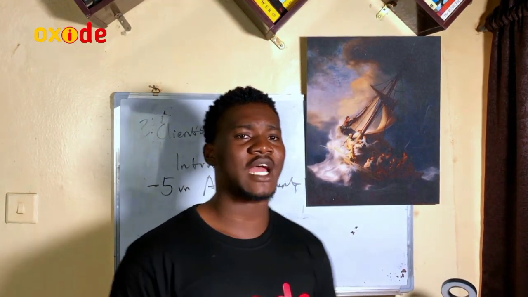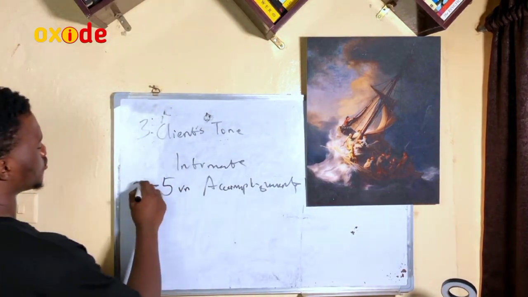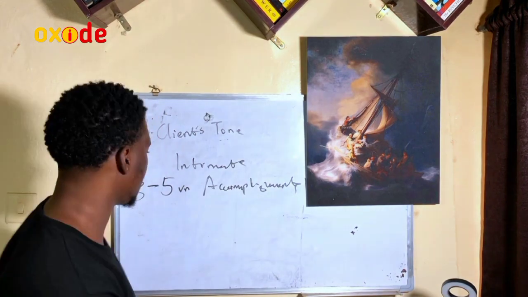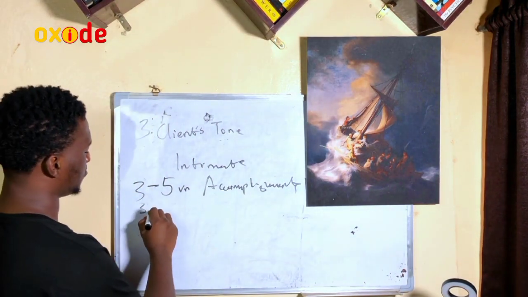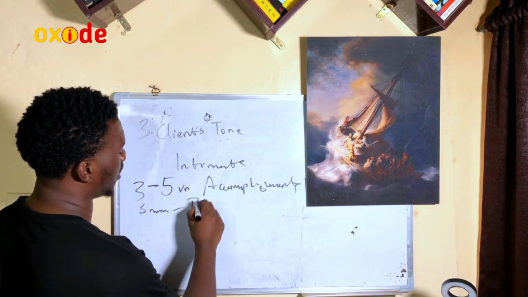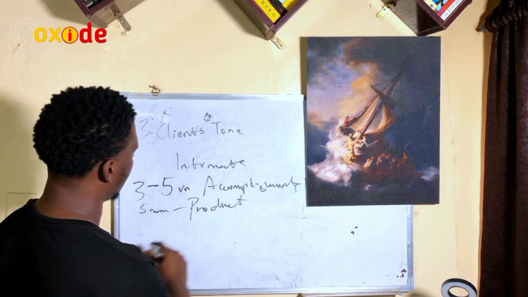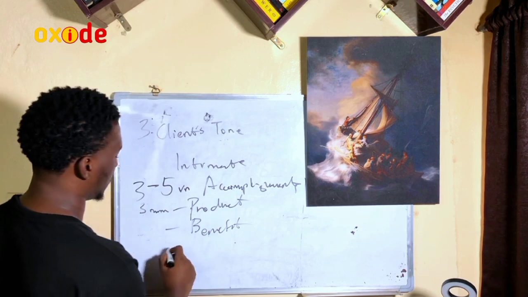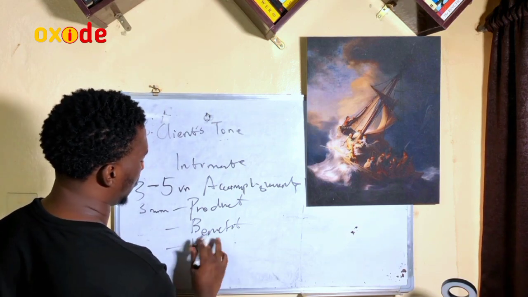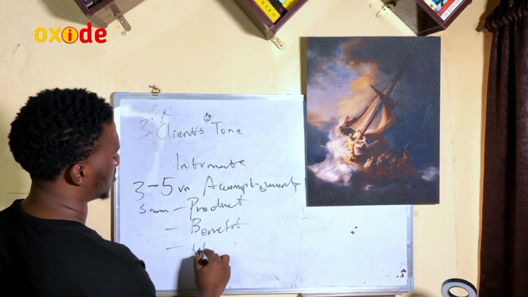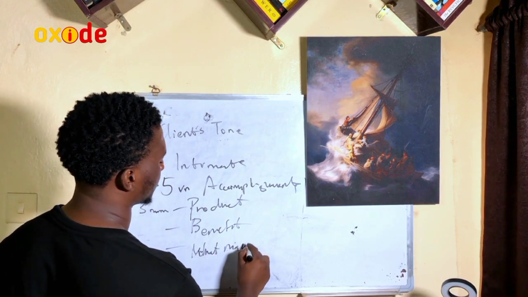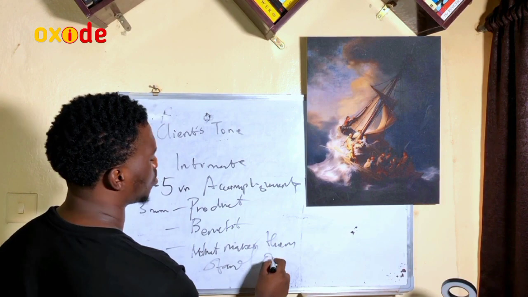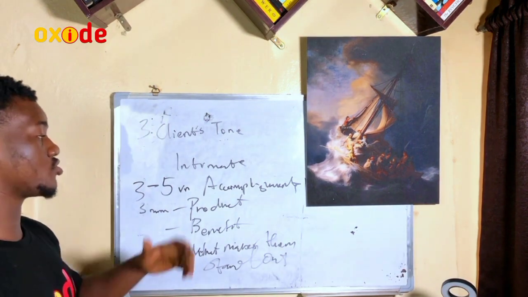So what I do is I ask them to send me 3 to 5 voice notes each, talking about their accomplishments, things they've been able to achieve. I also ask them to send me 3 minutes plus voice notes of them talking about the product that we're about to sell, the benefits of the product, and what makes them stand out.